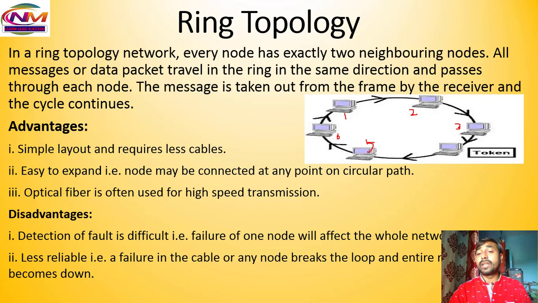If any of the systems stops working, any of the computers stops working, the entire system will break down, meaning it will not be able to communicate from any of the computers. So this is the ring topology with its advantages and disadvantages.